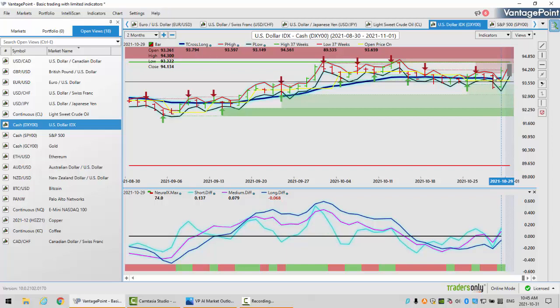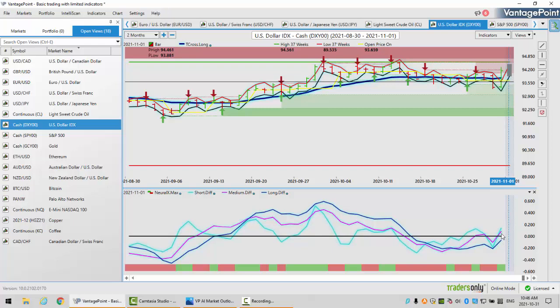Now, the last several days, we've broken out of the predicted low and we've broken above the predicted high. So when we look at it to start the week, if we look at that T cross long and the predicted low at 93.88, they are virtually at the same level. We've got our predicted short, medium, and long-term differences rising.